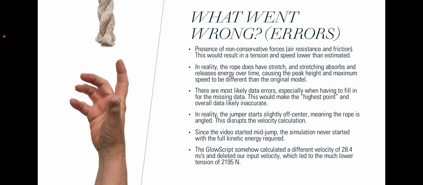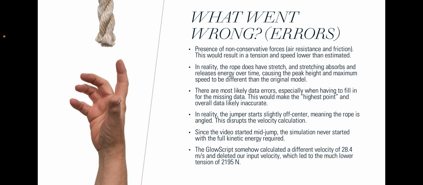There could have been the presence of non-conservative forces, which there probably is, such as air resistance and friction. And also in reality, the rope does have stretch, which means it's absorbing and releasing energy over time, causing the peak height and maximum speed to be different than the original model. Also, there are most likely data errors on my part from when I calculated the missing values that made the whole thing inaccurate. The jumper most likely started slightly off center, meaning the rope was angled. That probably disrupted the velocity calculation.